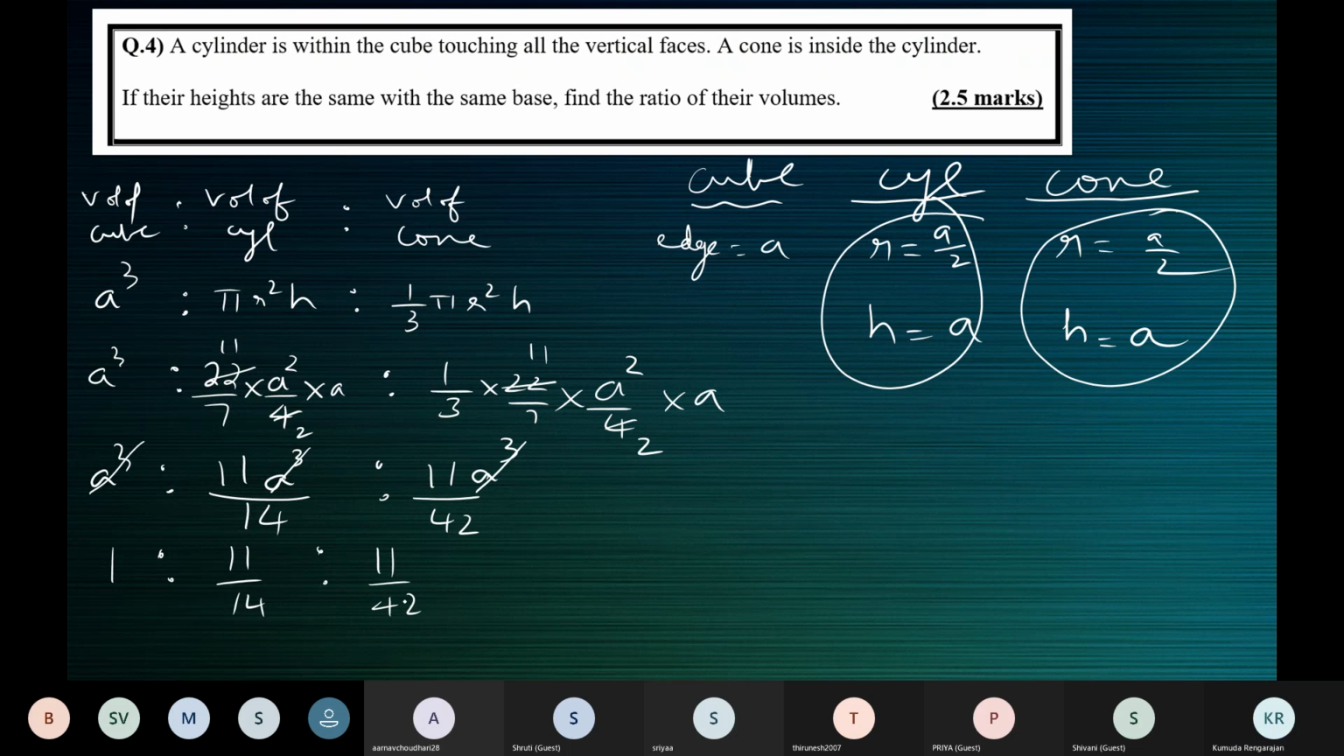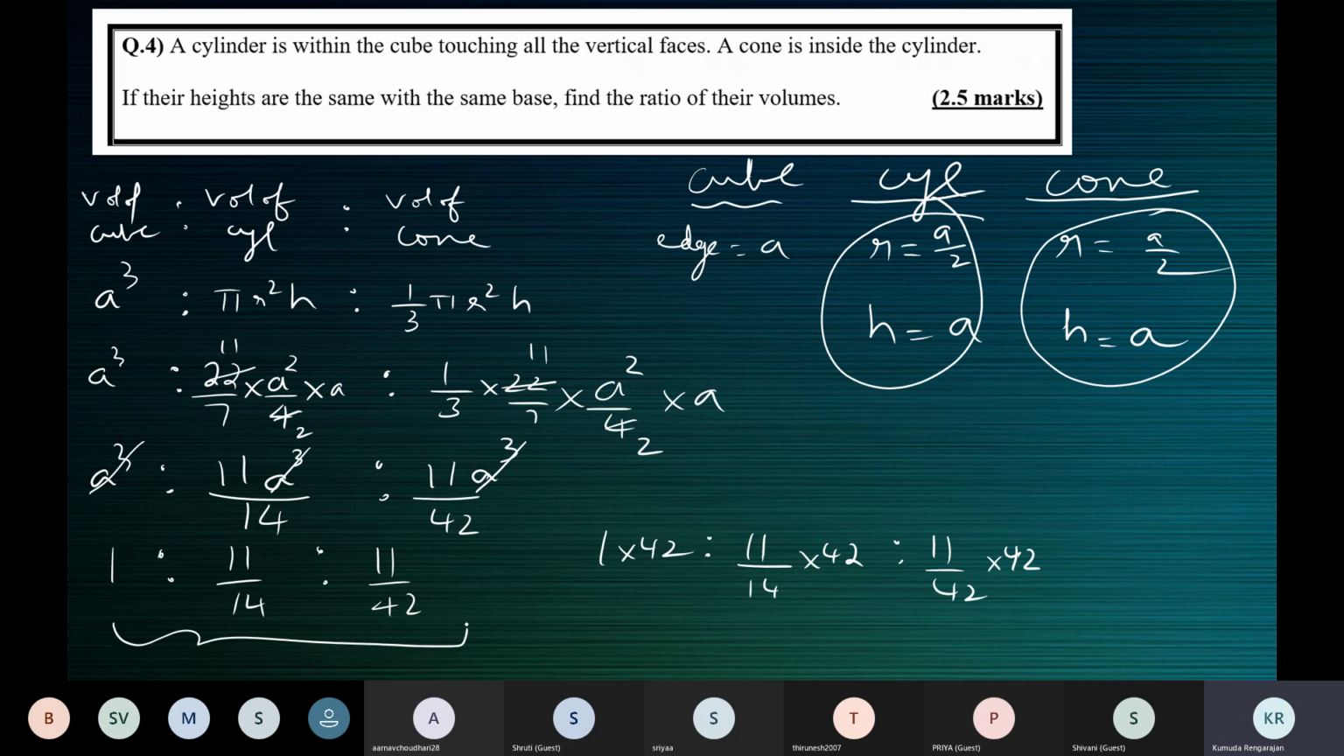If you want to get rid of the denominators and have the proper ratio, you need to multiply by the LCM of the denominators, which is 42. So 1 into 42 is to 11 by 14 into 42 is to 11 by 42 into 42. See, this is the ratio, children. But we don't understand what it means. So let's multiply every term by the LCM, 42. So this gives us a proper ratio.